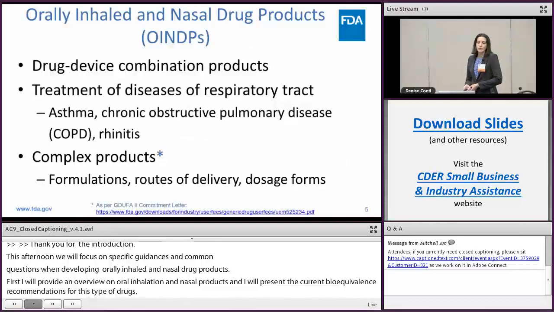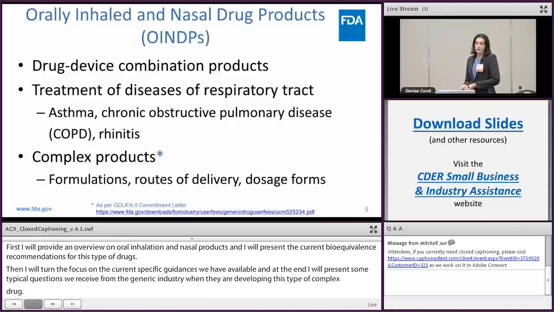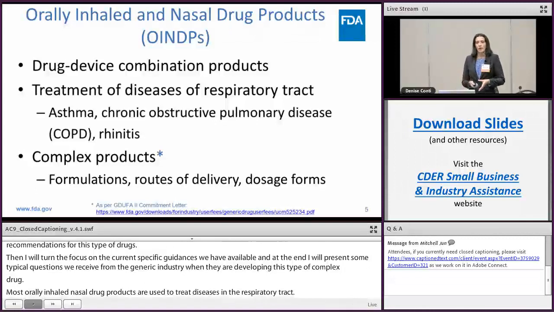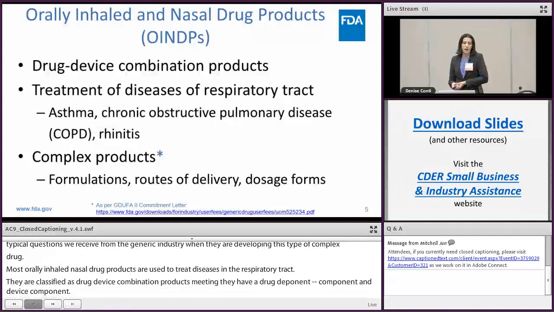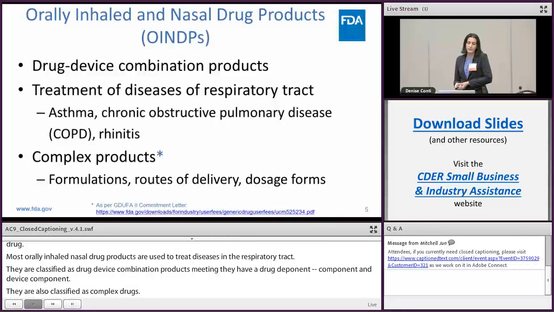Most orally inhaled and nasal drug products are used to treat diseases in the respiratory tract. They are classified as drug-device combination products, meaning they have the drug component and the device component. And according to the GDUFA 2 commitment letter, they are also classified as complex products. They may have complex formulations, or complex routes of delivery, or complex dosage forms. And in many cases, all these complexities together in one single product.